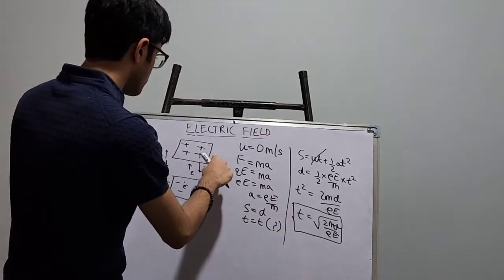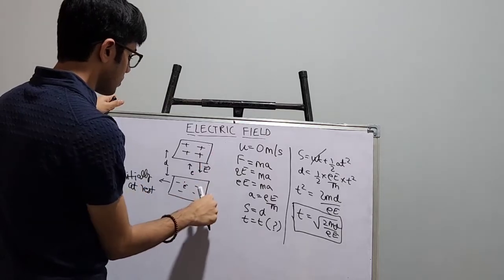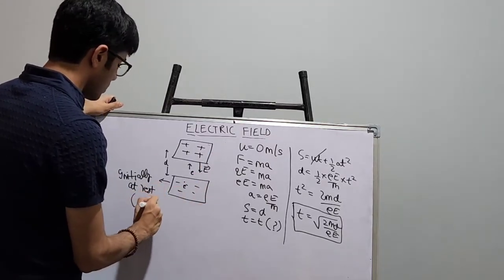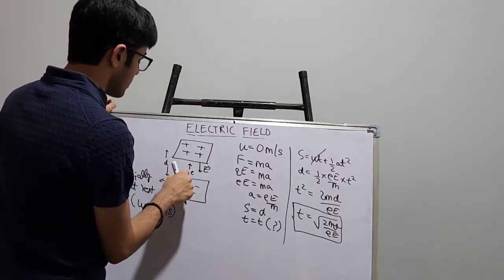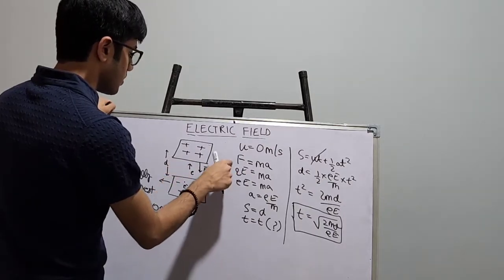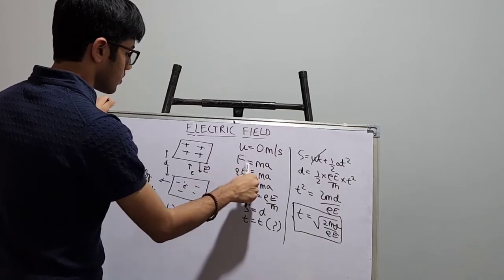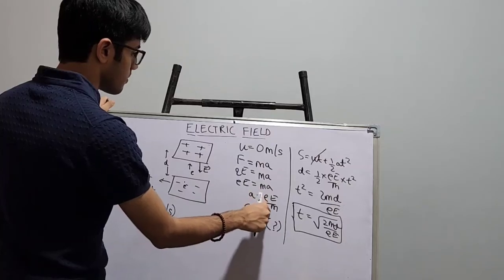Once again, this is a positively charged metal sheet, and a negatively charged metal sheet. The electron is initially at rest, that means initial velocity is 0 meters per second. Acceleration is towards upwards, and we know that force acting on the electron is ma. qE is equal to ma. q is nothing but e. eE is equal to ma. a is equal to eE by m.